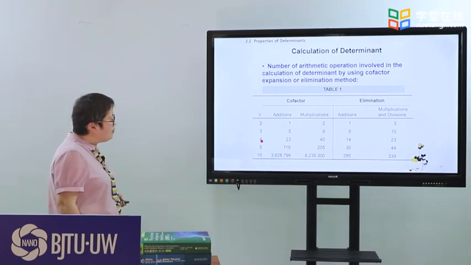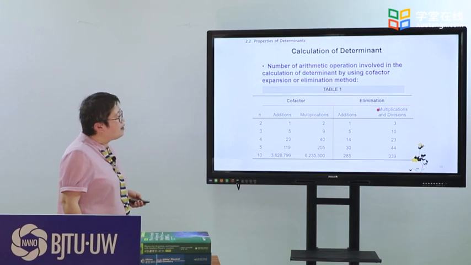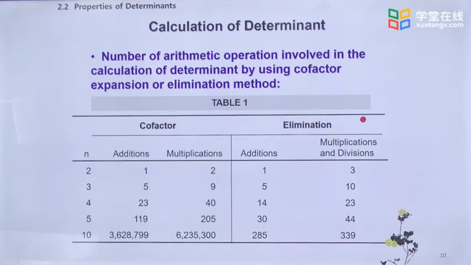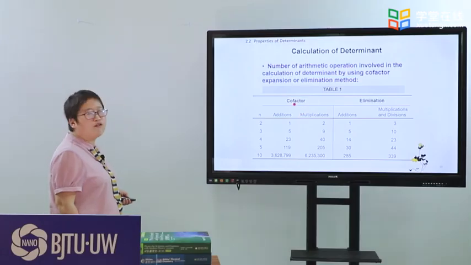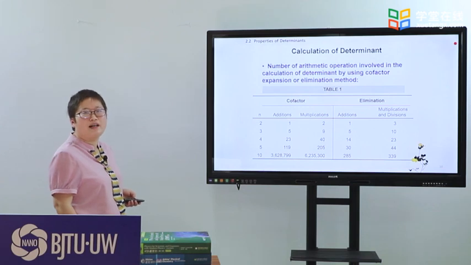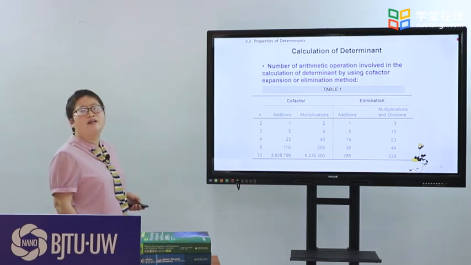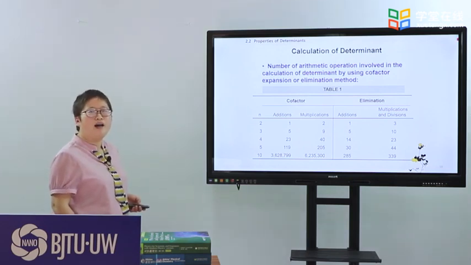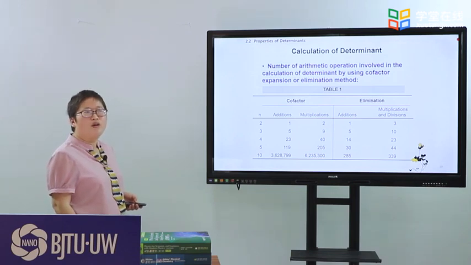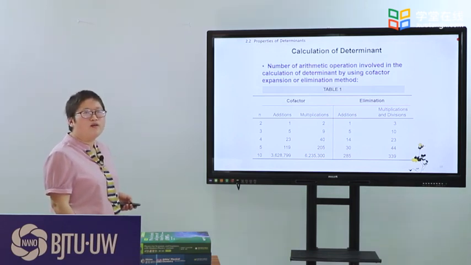However, when n becomes 10, you can see for the elimination way, Gaussian elimination, row operations, the number of additions and the multiplications and divisions are much, much smaller than that you use cofactor expansion using the definition directly. So again, we prefer the elimination way, Gaussian elimination way. So Gaussian elimination is very helpful to solve the linear system, to calculate the determinant.